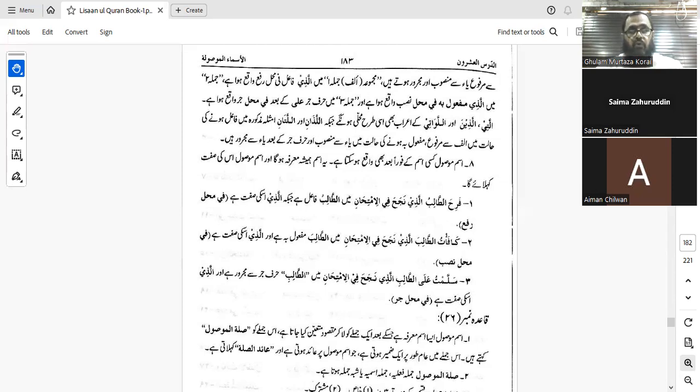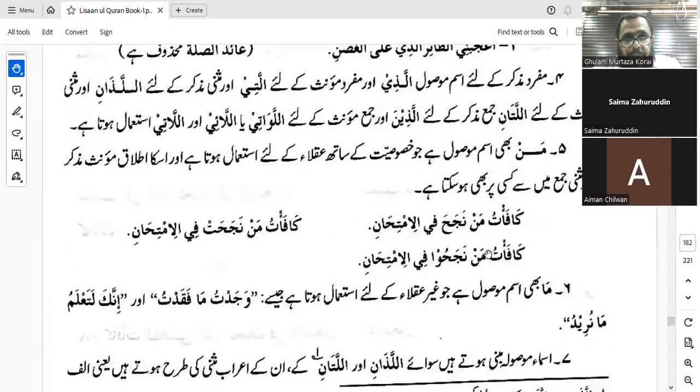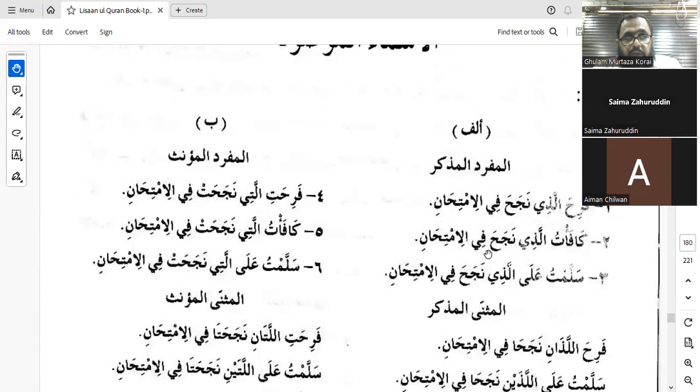Majroor. So ismul mawsul can come fi mahli rafa, fi mahli nasab, or fi mahli jar, in 3 forms, because it qualifies the preceding noun. So it always remains what? Al-marifa. So the points now I would like to repeat all of them for you. Try to understand them, and if you have any questions, definitely I will be answering them as well. What are those very important points?